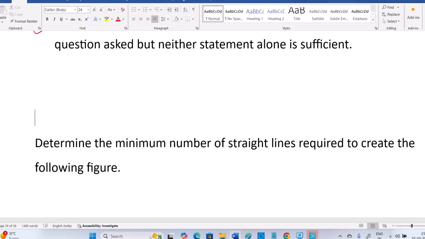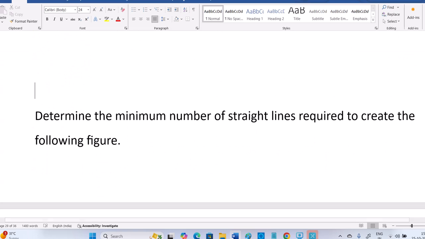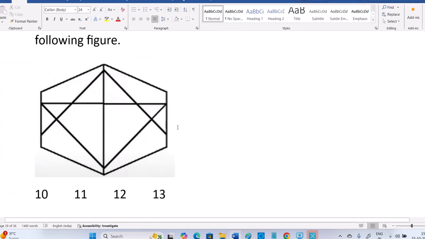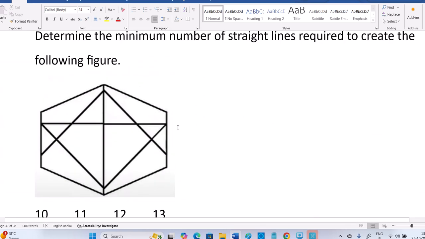Next one: determine the minimum number of straight lines required to create the following graph figure. How many straight lines for this? Question: number of straight lines.